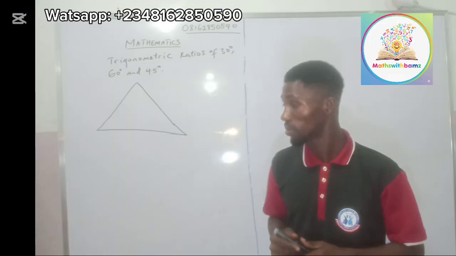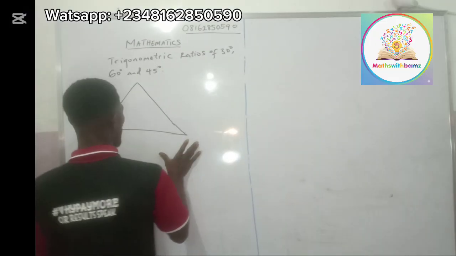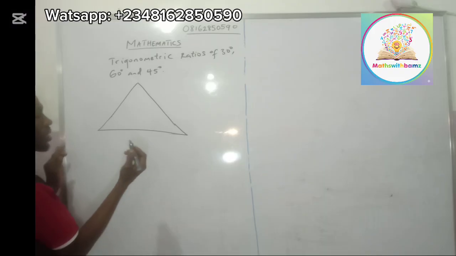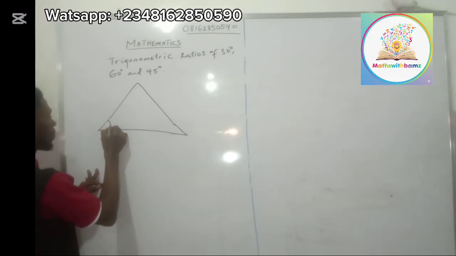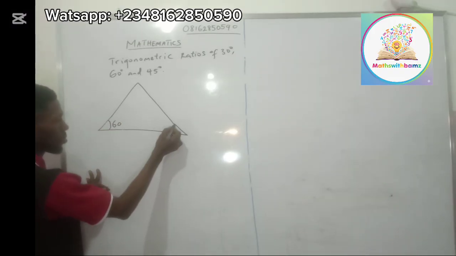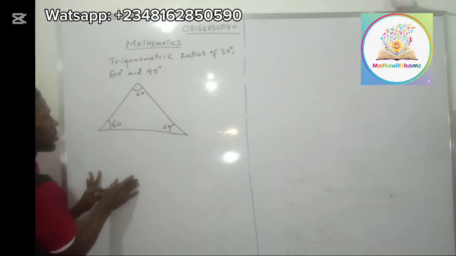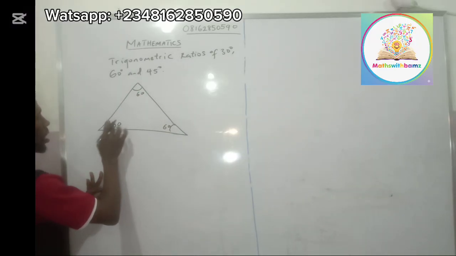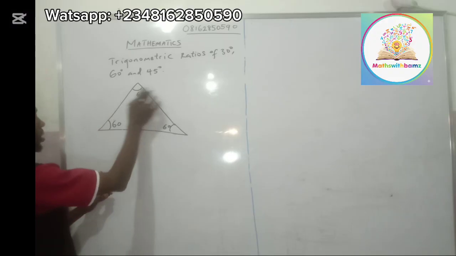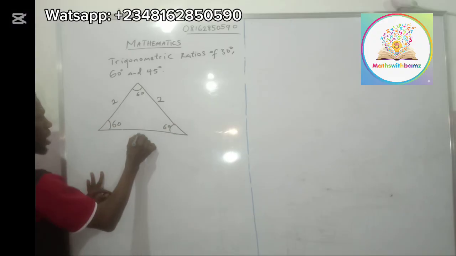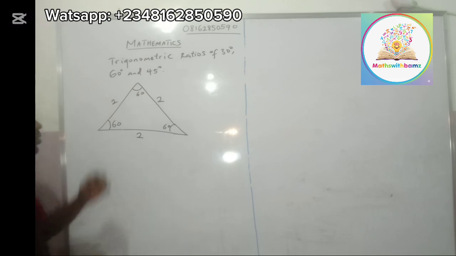For an equilateral triangle, all the sides are equal, and each angle inside is 60 degrees. If all the angles inside are equal, the sides will be equal too. For example, the sides are 2, 2, and 2.